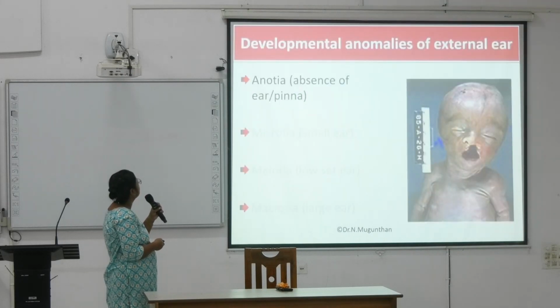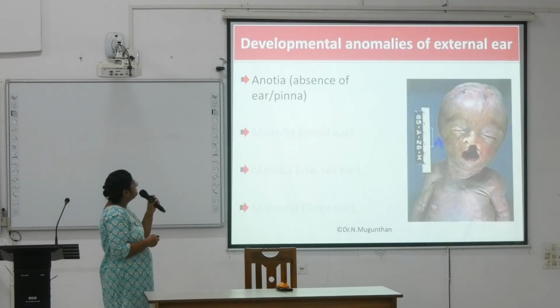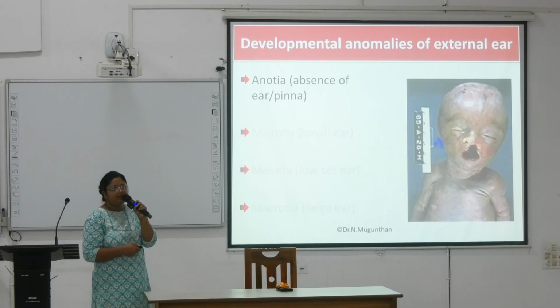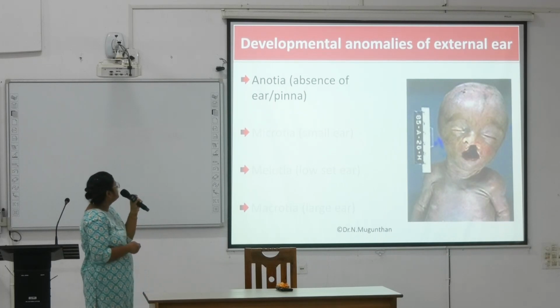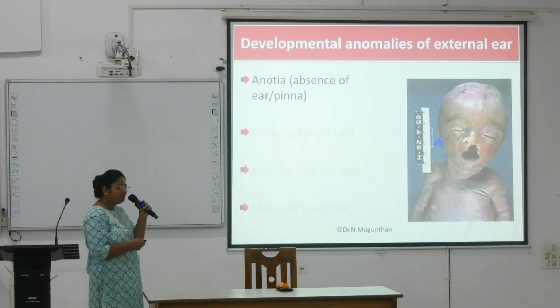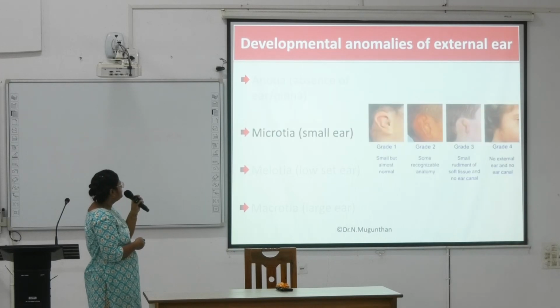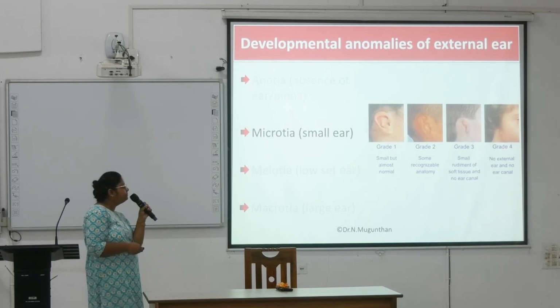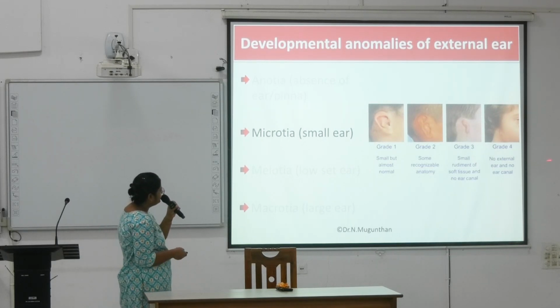Now we go to the developmental anomalies of the external ear. First is anotia. Anotia is absence of the ear pinna. You can see in this child there is absence of the pinna. Next is microtia, where the pinna or auricle will be small. Different grading is present.